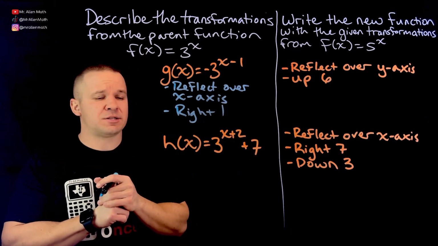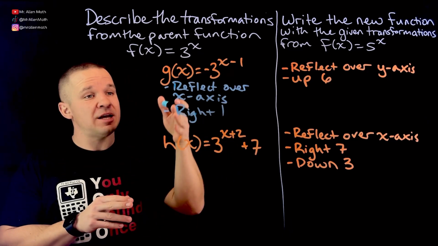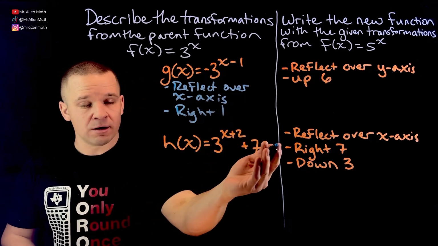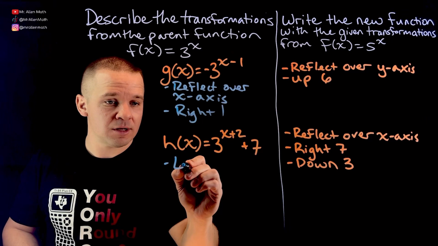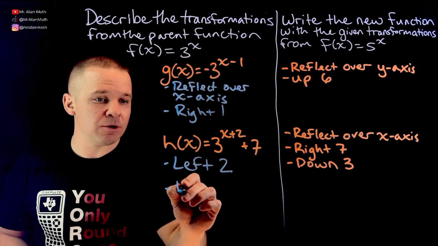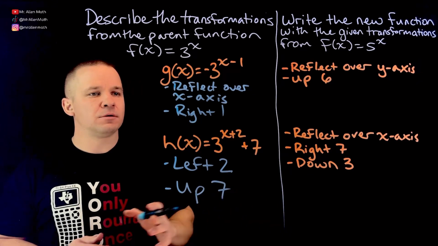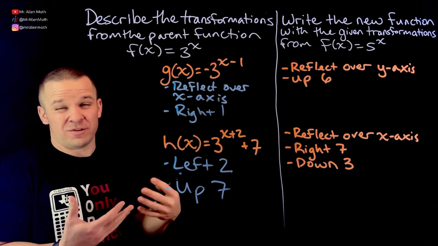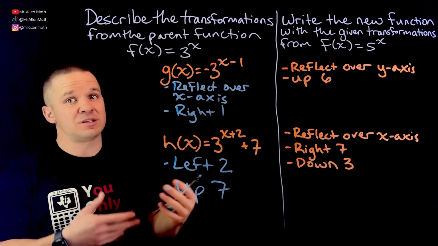Next one, h of x. We got 3 to the x plus 2, and then plus 7 outside. So on the inside there, plus 2, that's going to be going to the left 2, and then the plus 7 on the outside, that's going to be going up 7. No matter what function you're dealing with, the transformations still occur in the same way. If it's in the function, it's horizontal.